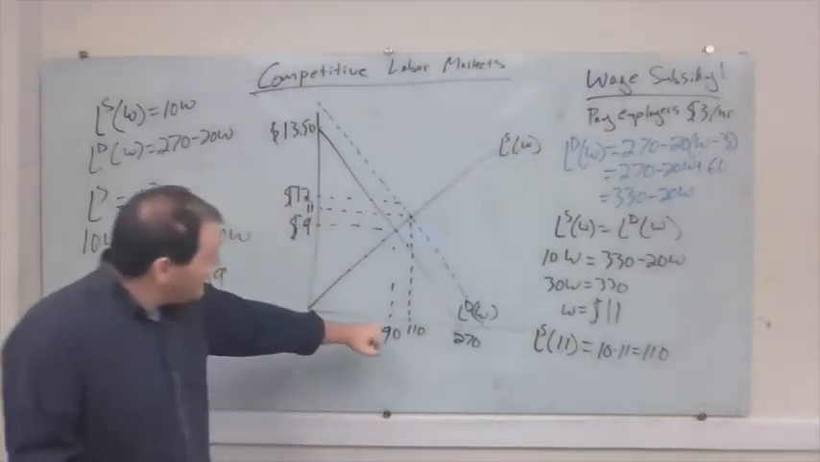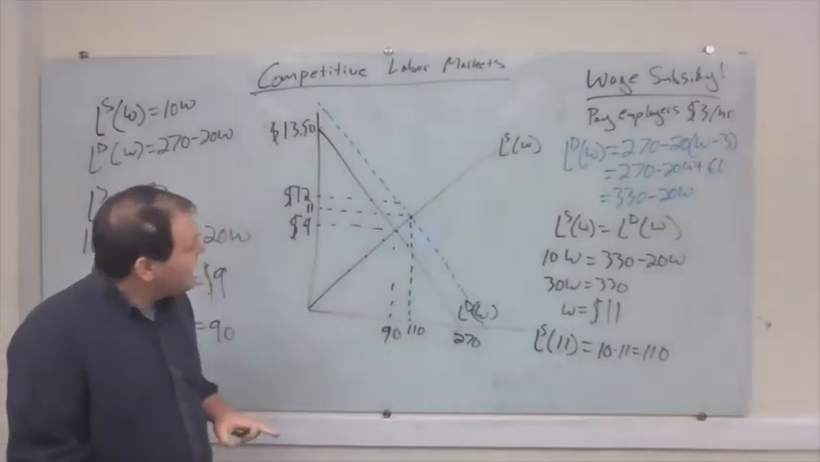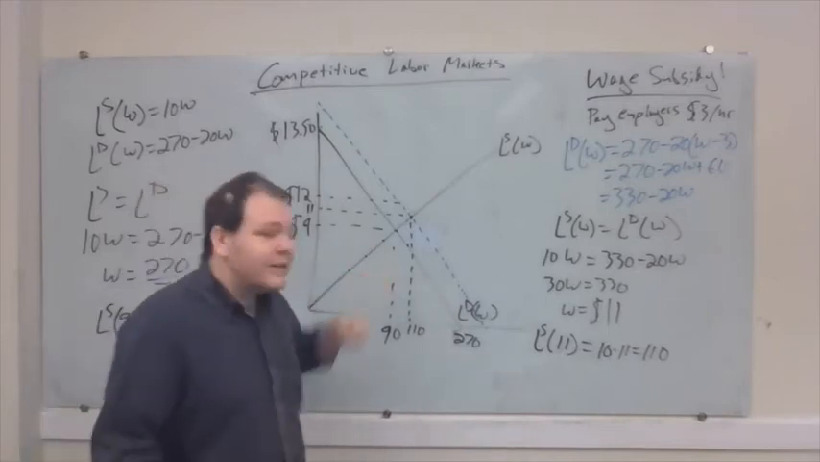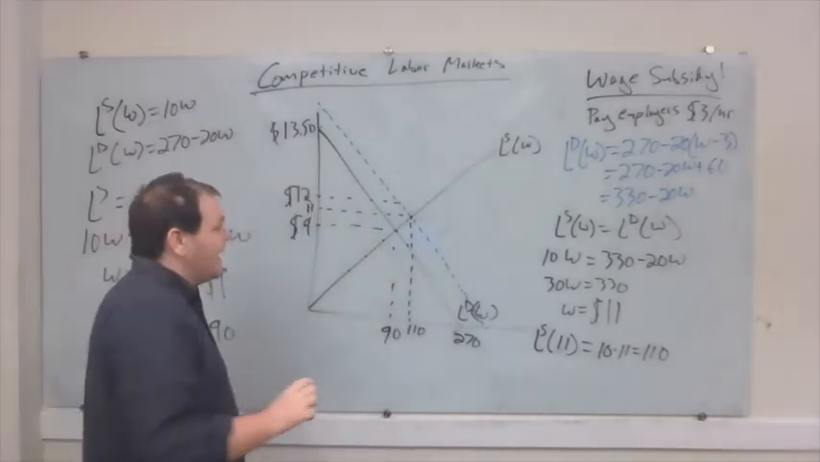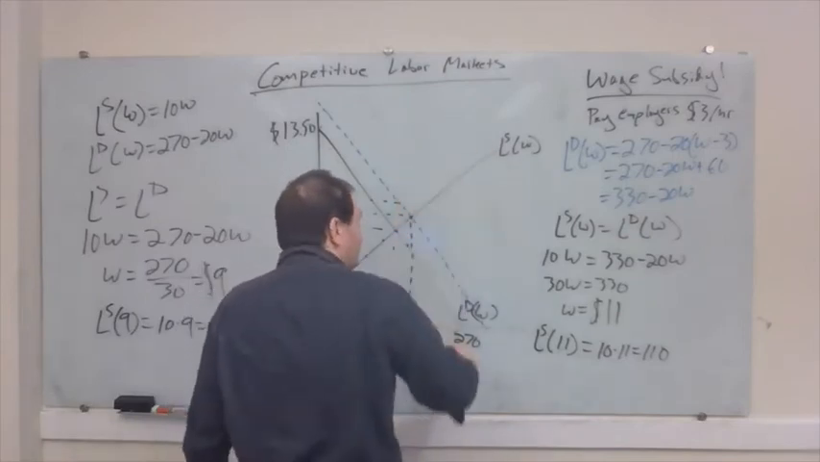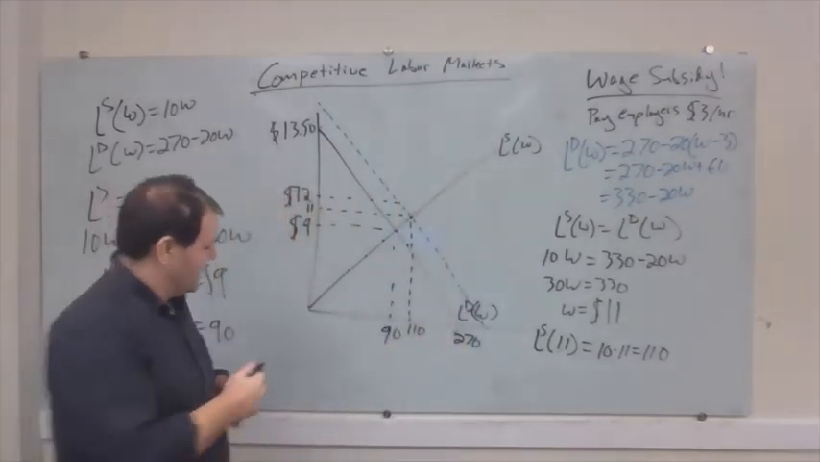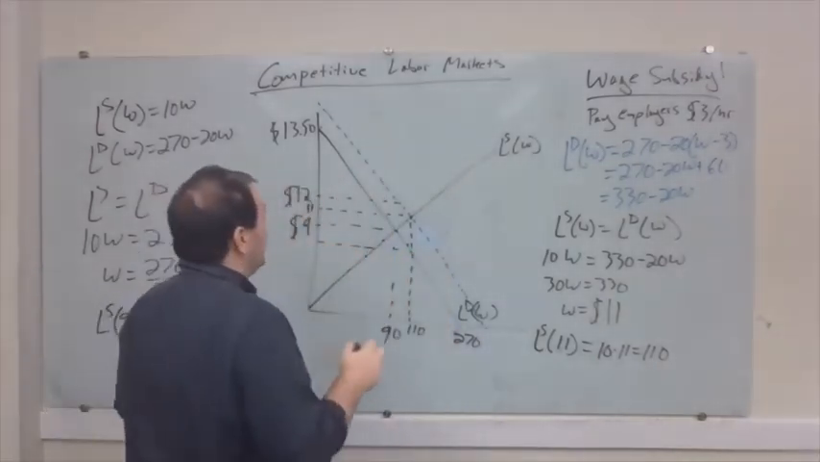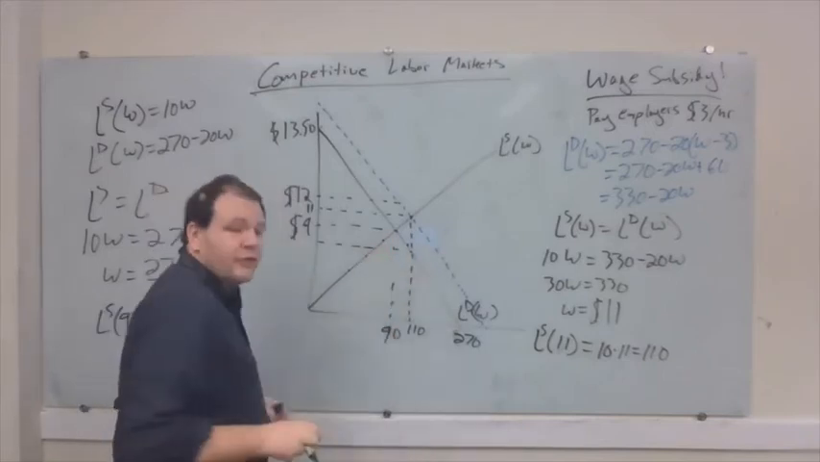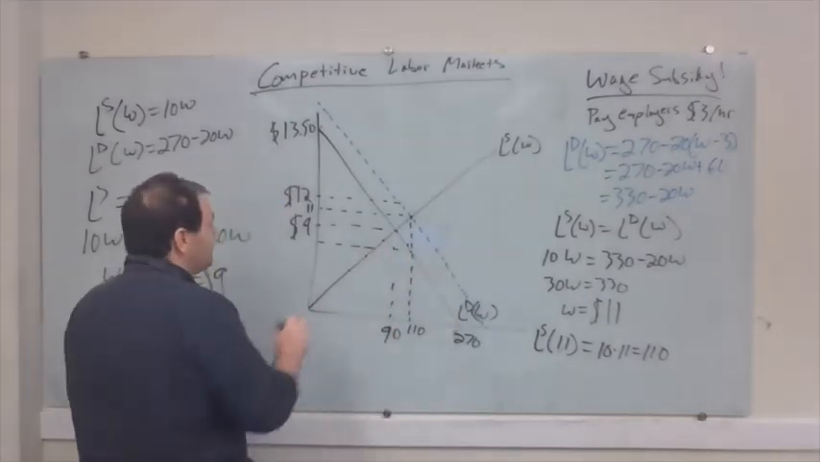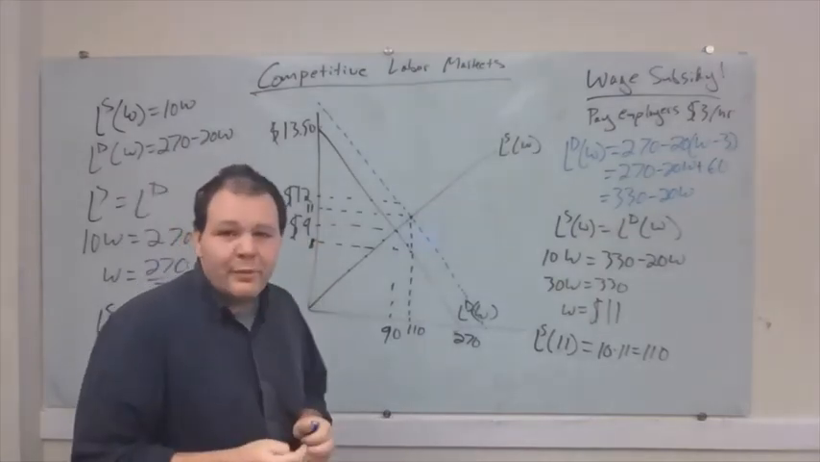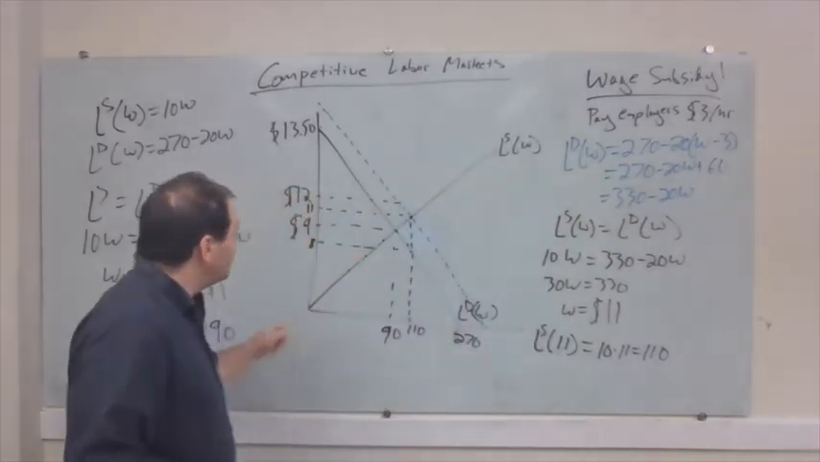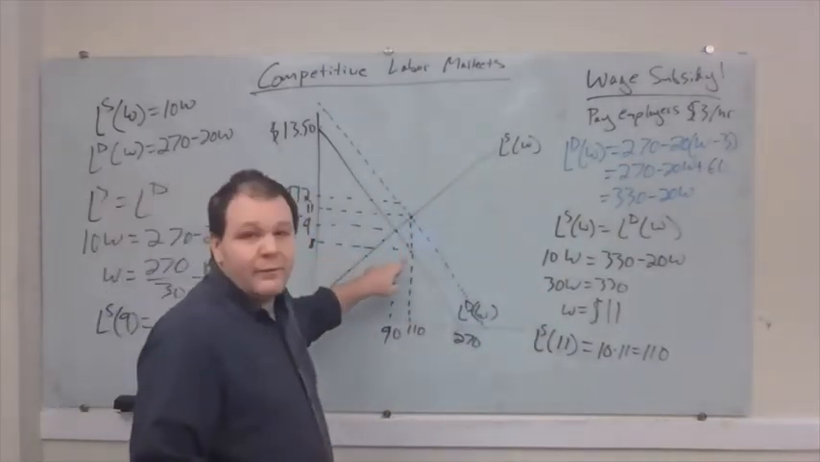Now, is this a good thing or is this a bad thing? In many respects, this extra work is actually a disadvantage. It's a negative consequence of this policy. And the reason for that is, if we think about what our labor supply curve and our labor demand curve represent, this 110th labor hour worked is not worth $11 to the firm. It's not producing $11 worth of output. It's producing $8 worth of output. The firm is willing to pay $11 because they're getting $3 back. So they're only actually paying $8 because they're only actually getting $8 worth of value from that last hour worked.